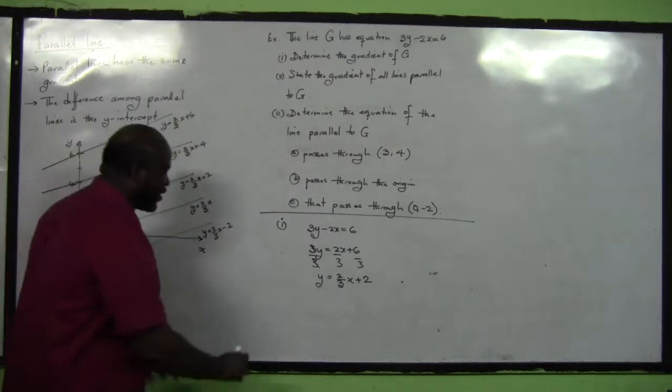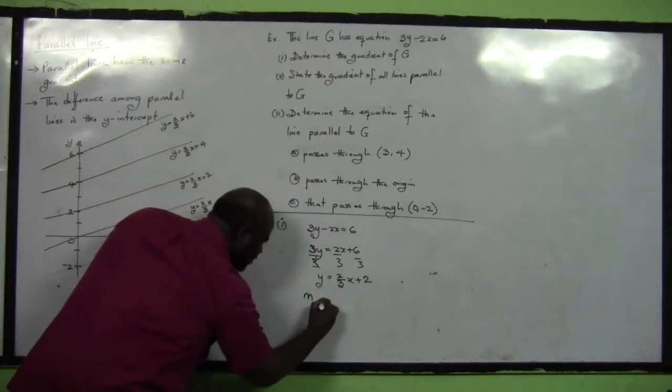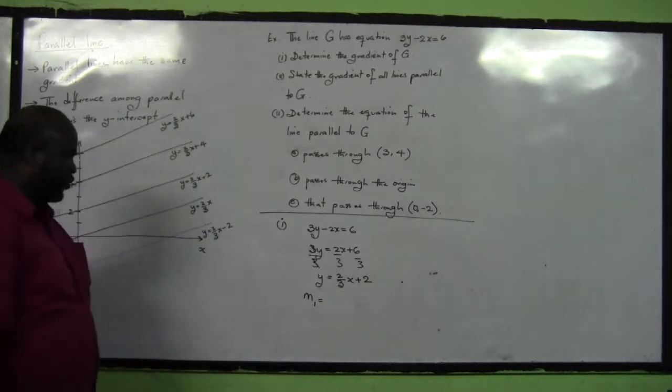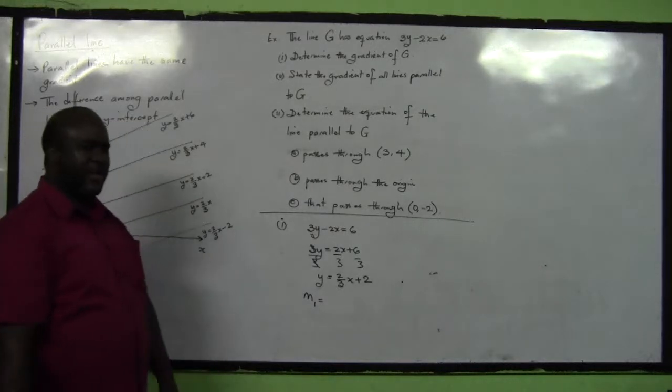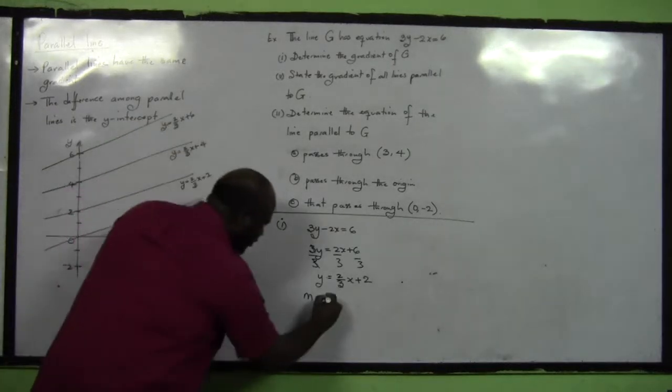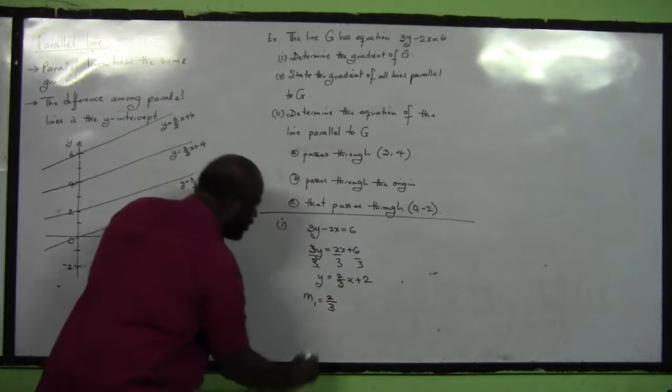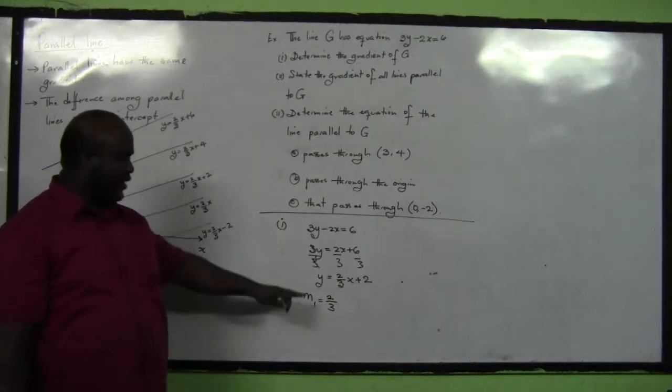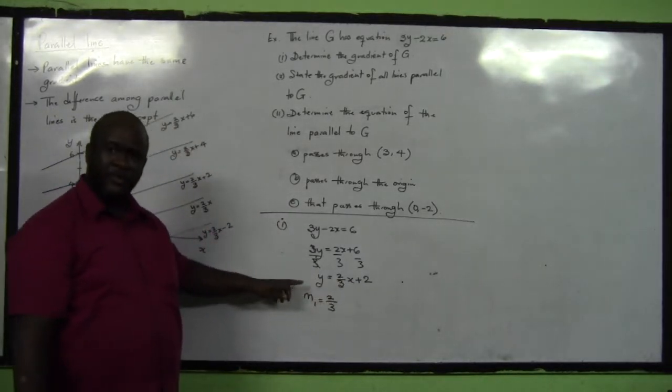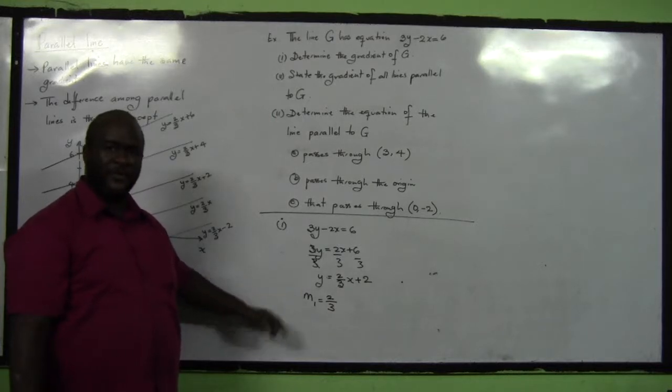So what is the gradient of this line? 2 over 3, or 2/3. So the gradient is 2 over 3. Remember, we cannot determine the gradient until it is in this form. Must have y alone by itself over here.